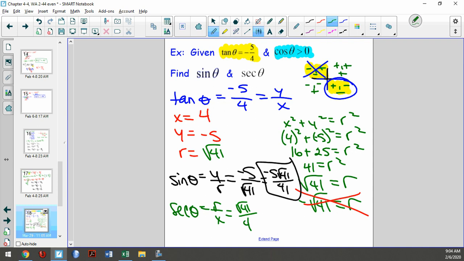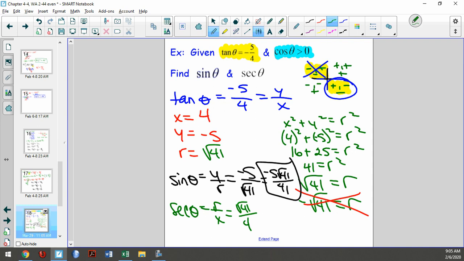Do you understand why we had to figure out the quadrant we were in first, based upon the information they gave us? We all good on that? Why did I have to do that? Tangent was negative, but it was in the middle, so I didn't know if the negative went to the top or the bottom. The top indicates a y value, and the bottom indicates the negative goes with the x value. So I know it's negative, but it's either going to be negative in quadrant 2 or quadrant 4.